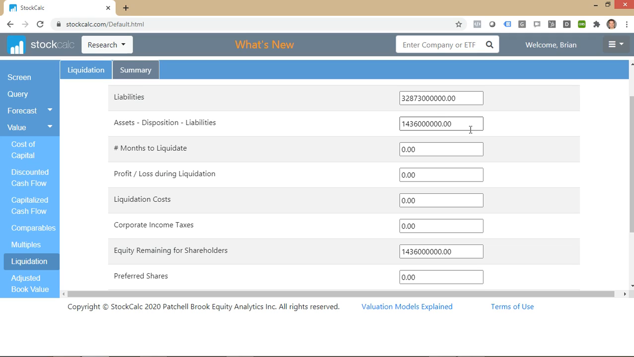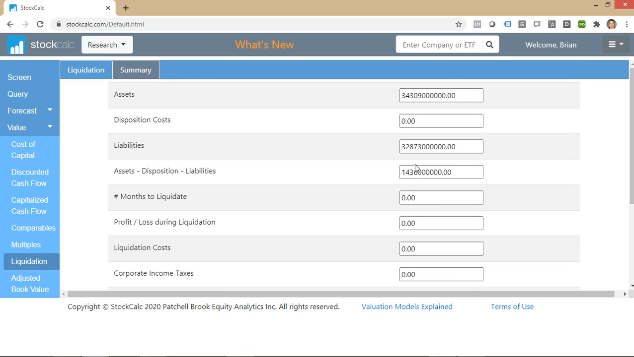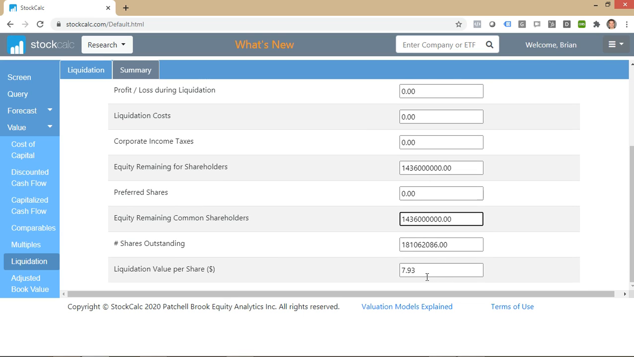You can look at the assets minus the disposition and the liabilities, number of months to liquidate, profit or loss during that liquidation period, any liquidation costs, legal costs, and so forth, income taxes if they're payable, to come up with an equity that's remaining for the shareholders. If there are preferred shares, the pref would get paid out first. So that leaves equity for the common shareholders divided by number of shares outstanding. So based on the initial loading of this data, we would have approximately $8 per share value for Tesla as a liquidation value.